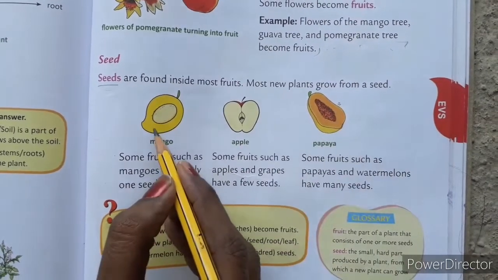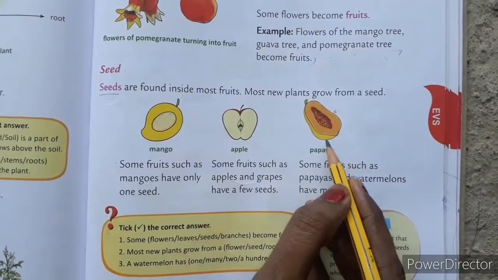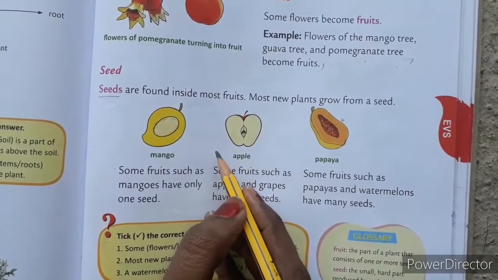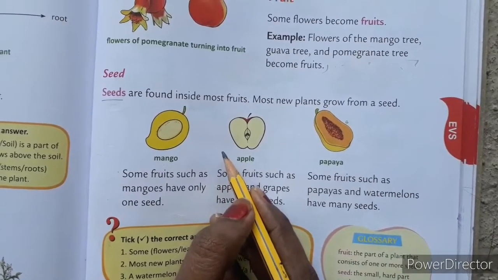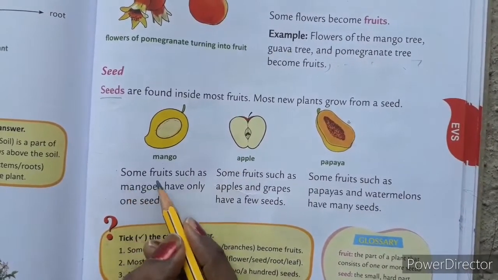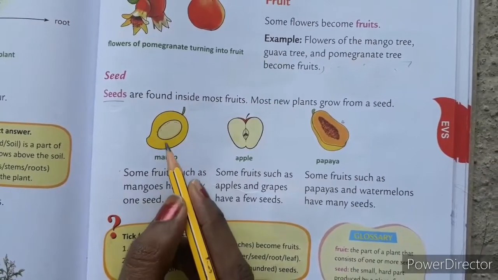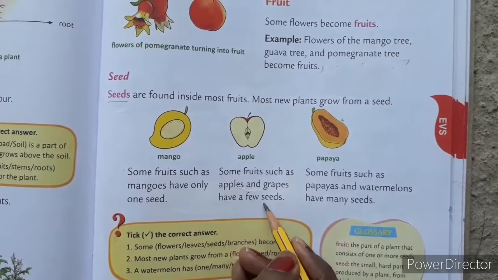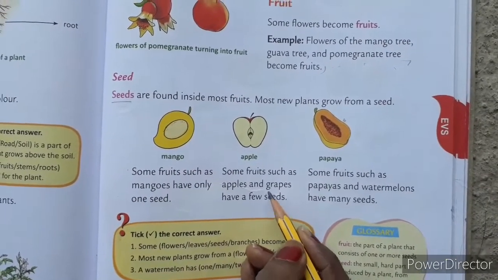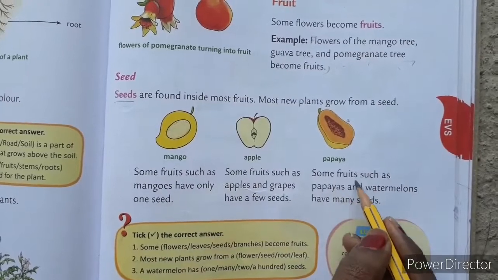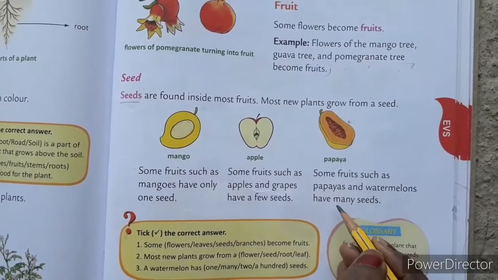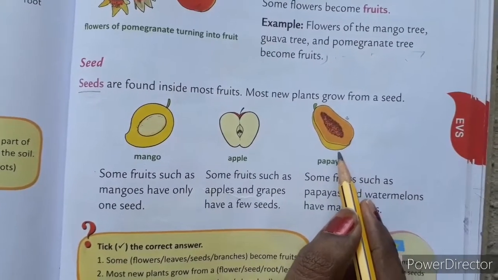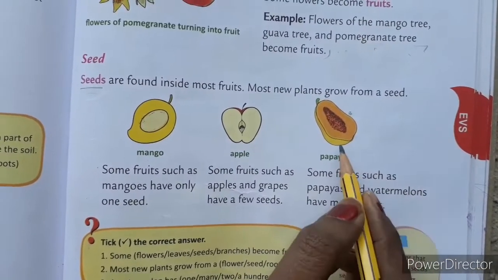See children, observe this. This is mango, this is apple, this is papaya. Most of the fruits have seeds inside the fruit. Some fruits such as mangoes have only one seed like this. Some fruits such as apple and grapes have a few seeds. Some fruits such as papaya and watermelon have many seeds. Custard apple is also like that. Custard apple also has many seeds.